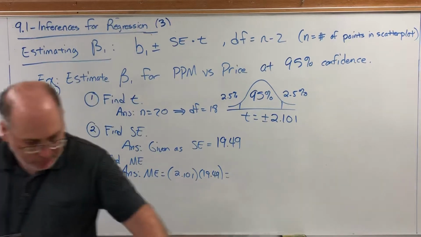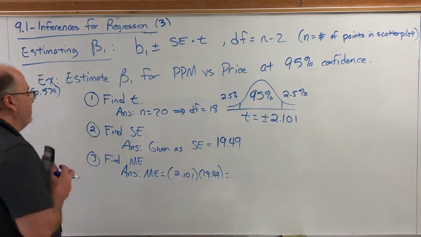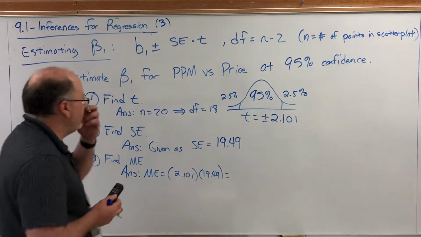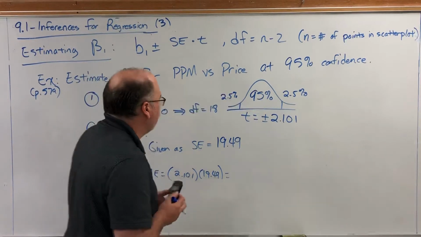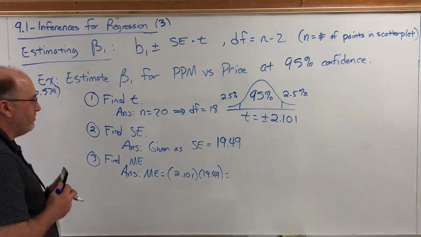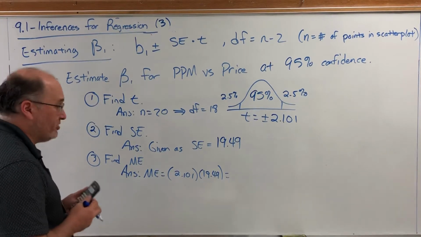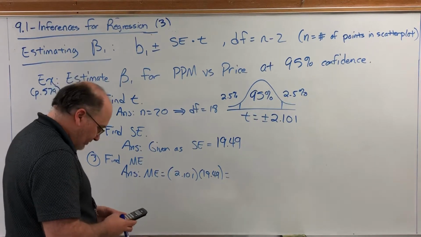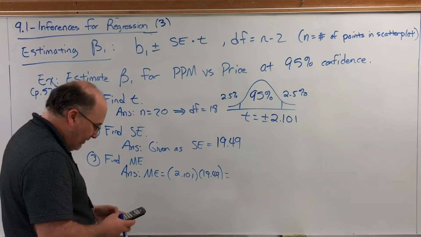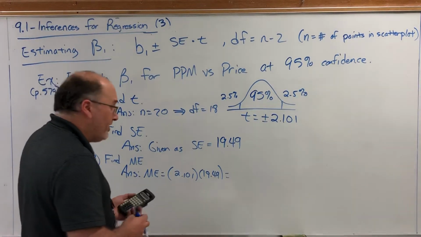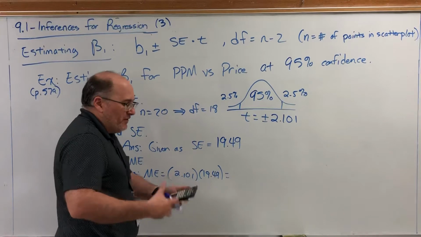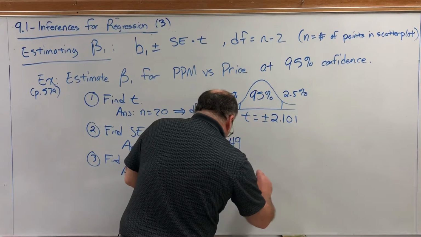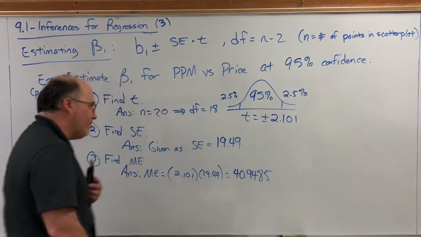Let's think about this for a second. We're estimating slope. The slope is measuring the change in printing speed versus the price, so we should probably think of this in terms of money. So I'm going to round this answer to 2 decimal places. Actually, scratch that. Without any context, the default would be to round it to 4 decimal places. So I'm going to continue with that unless I state specifically otherwise in a given problem. 40.9485 is our margin of error.